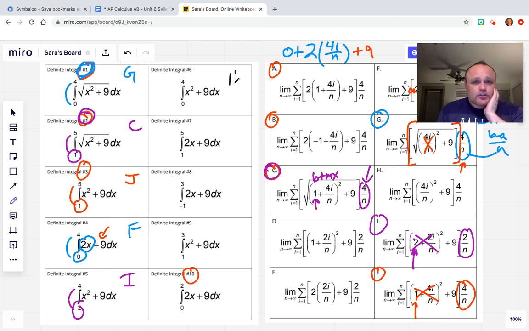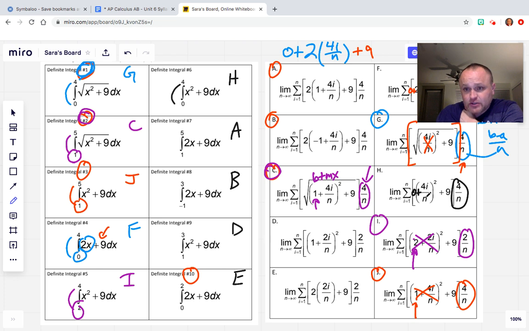So 6 is h, 7 is a, 8 is b, 9 is d, and 10 is e. Okay, so let's look at h first. The jump is by 4. Yep. There's an understood 0 plus that i jump. Okay, so it's going to start at 0. Yes, it does. And it's something squared plus 9. Something squared plus 9. And you get h as far as being the answer for number 6. A is the answer for 7.